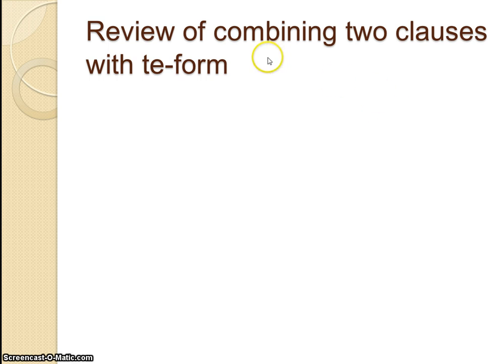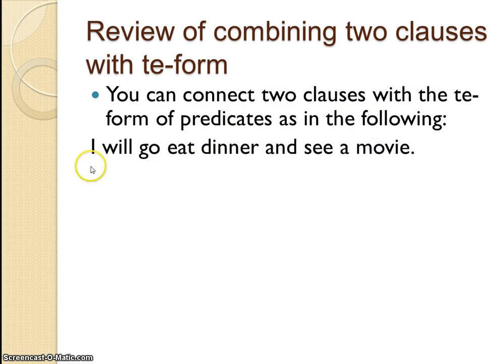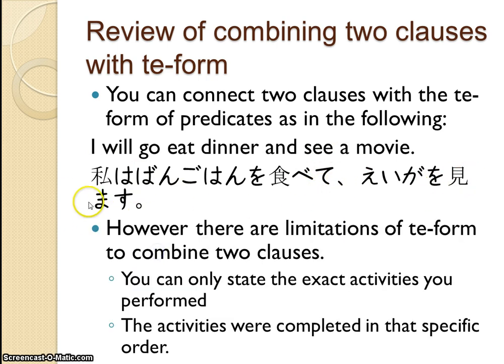So let's talk about clauses with TE form for a quick second. You can connect two clauses with the TE form of predicates as in the following. So remember, I will go eat dinner and see a movie. Remember, you make the first activity a TE form, and then you conjugate at the end. Whatever you conjugate at the end dictates the tense of the whole entire sentence.